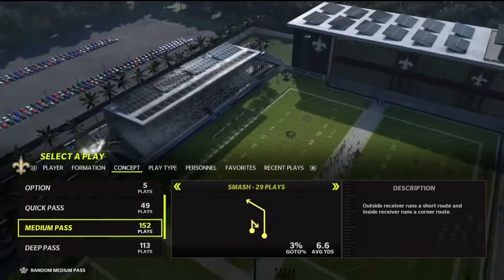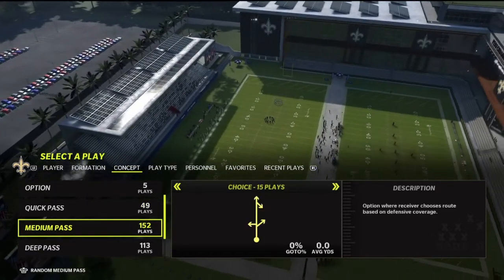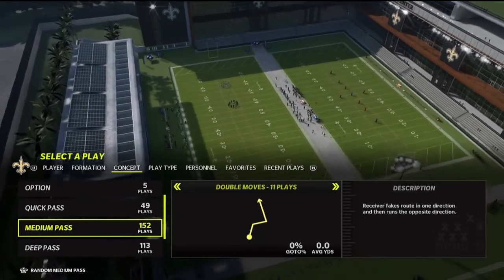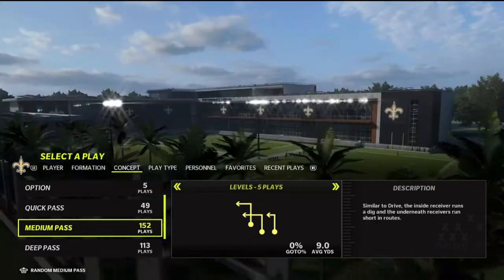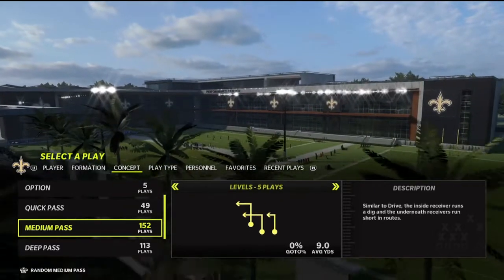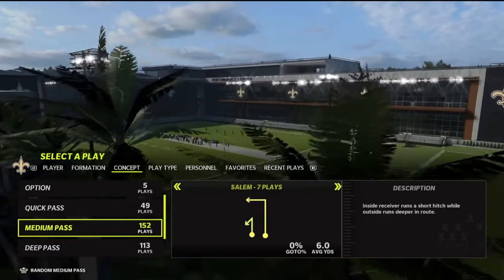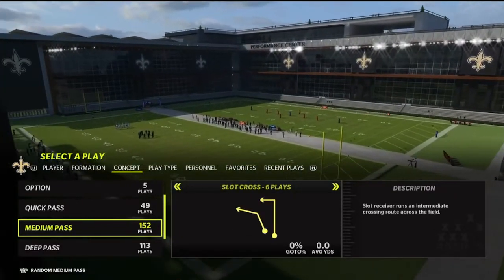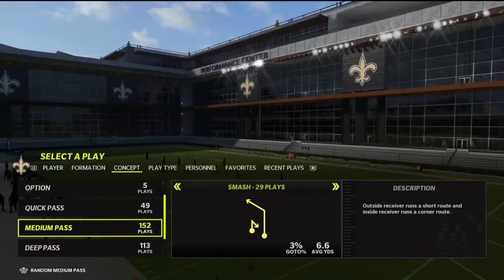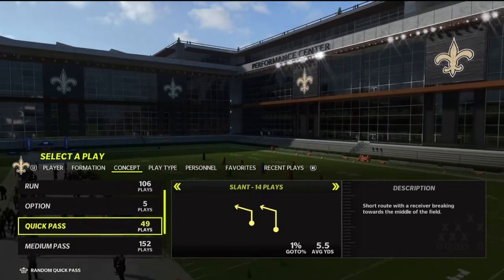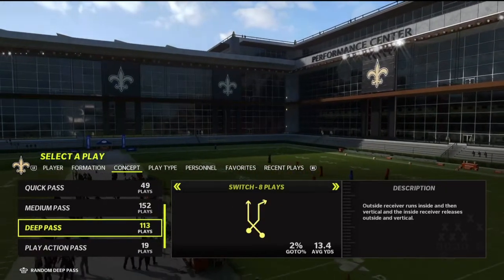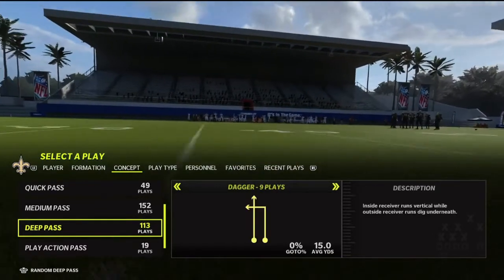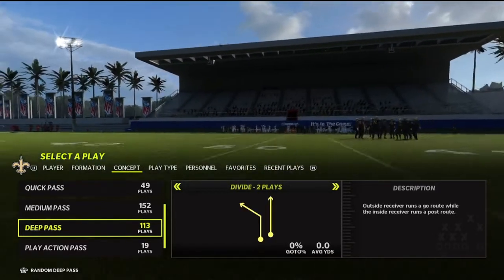Medium passes, you got smash routes, mesh, choice routes where it's an option play, curl routes, double moves, drive, levels, one of my personal favorite concepts, pivot, Salem, shake, shallow cross, slot cross, spot, smash. There's all kinds of stuff. I think I went through a couple of those already. And then deep passes, you got switch, flood, verticals, comebacks. So there's a lot of different passing concepts.